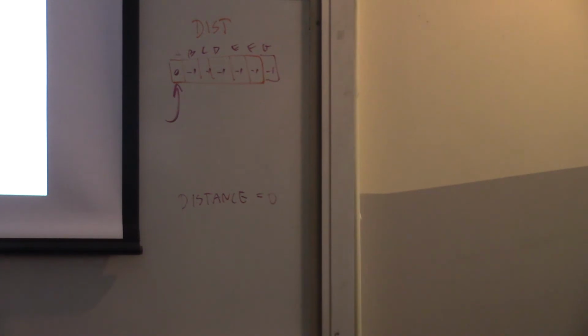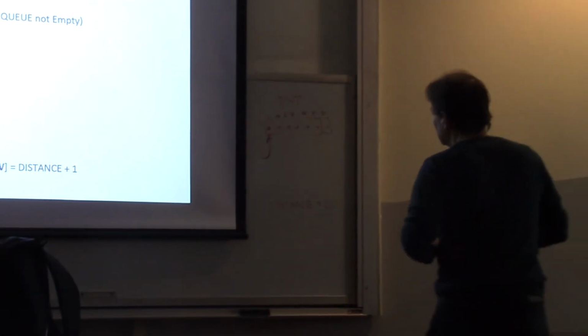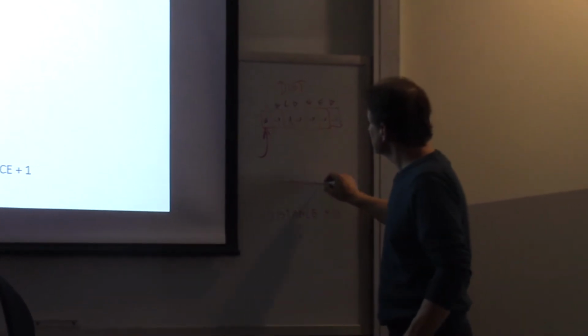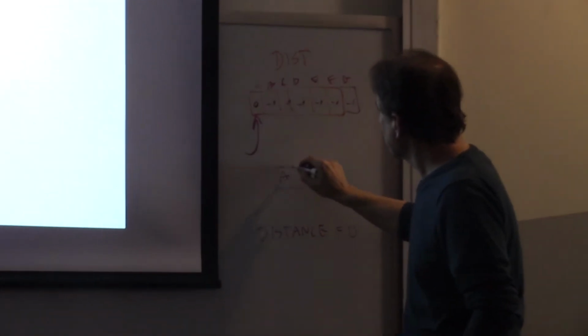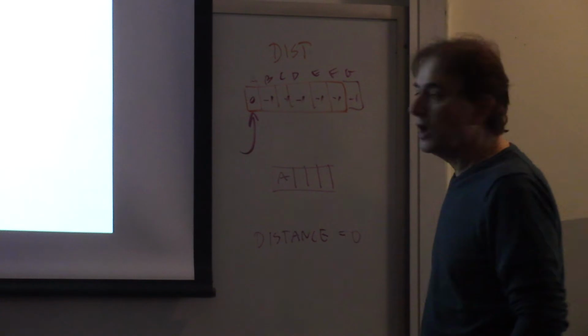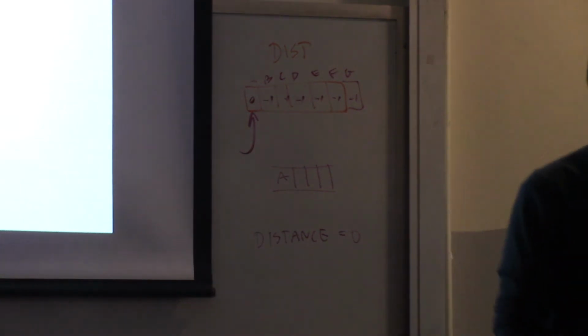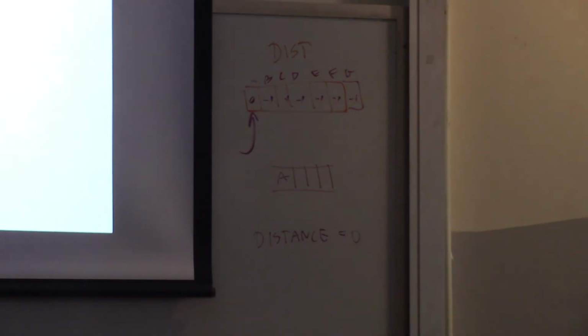Okay, so now what I'm going to do is initialize a Q to contain start. The Q is going to contain A, but potentially can have other vertices in it as well. And now I'm going to loop. So this is now actually the algorithm which is going to traverse the graph.